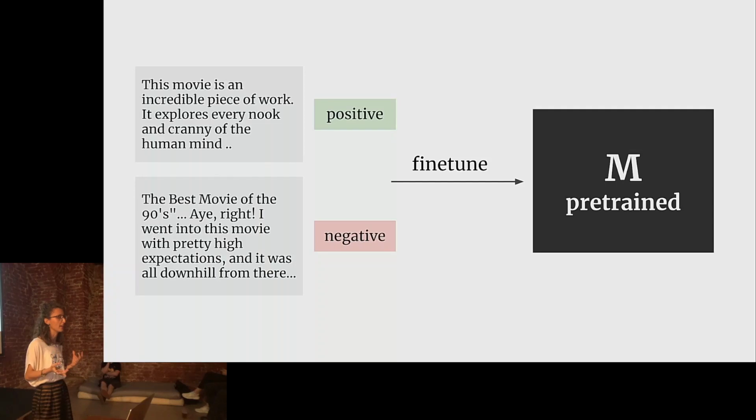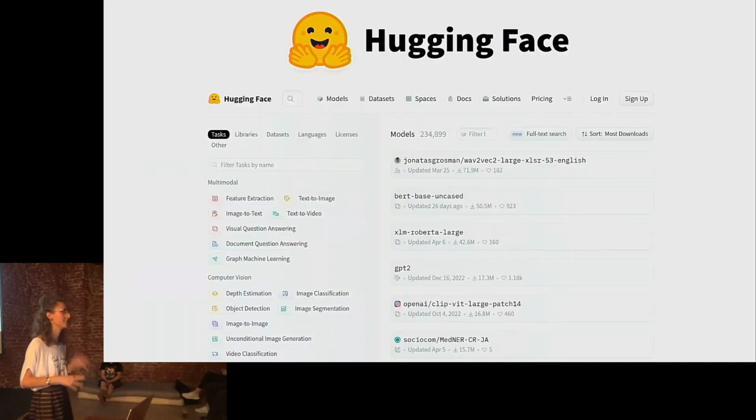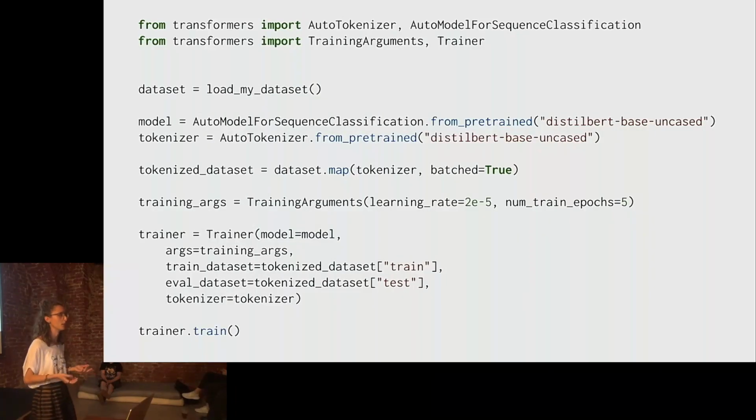And this fine-tuning has become really easy today because we have, for example, Hugging Face. For those of you who don't know Hugging Face, it's a really cool thing. It's a platform for data scientists and machine learning, where you can easily share models and datasets. And if some model is available on Hugging Face, it's really easy to fine-tune it on a dataset.